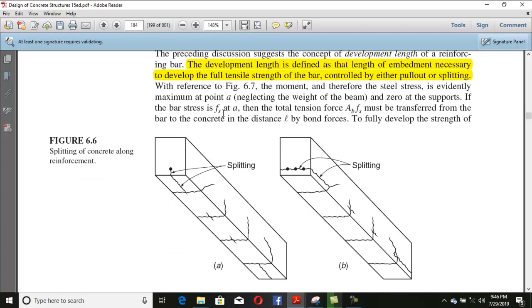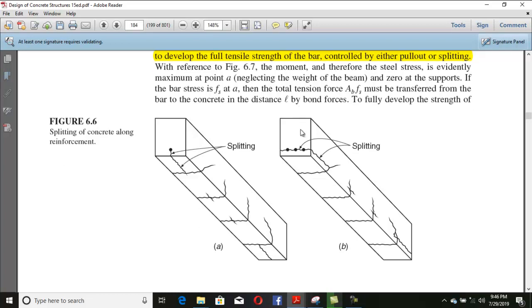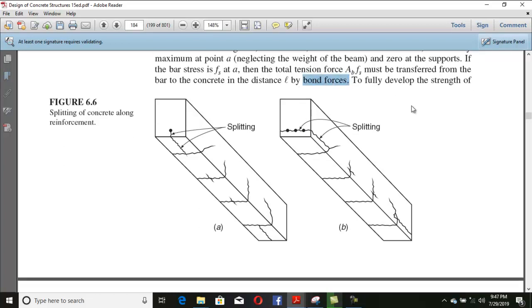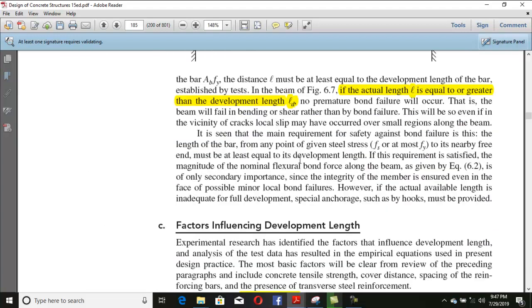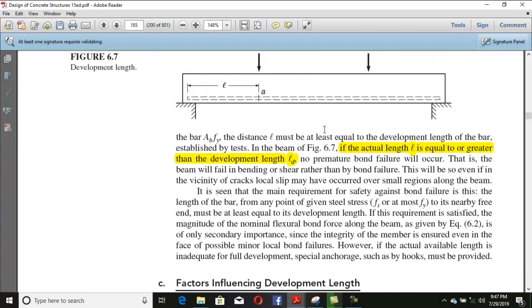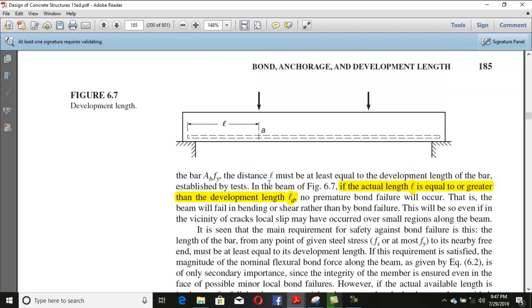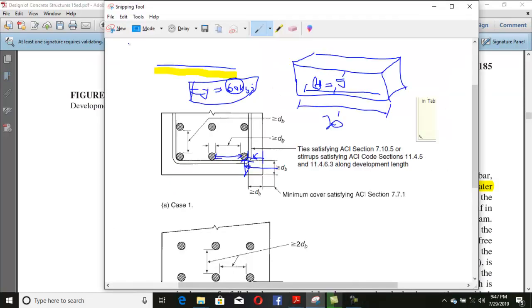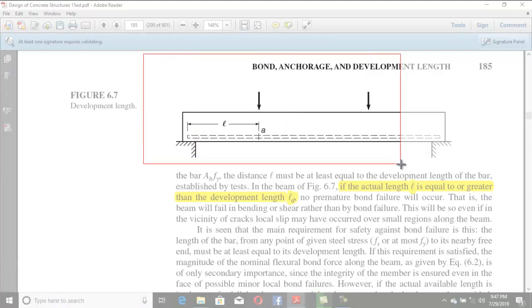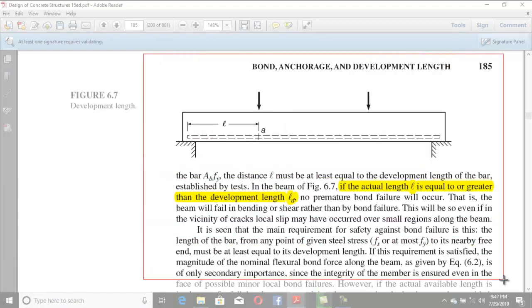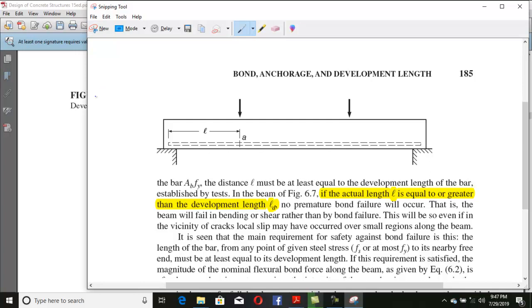If the bar stress is Fs at A, then the total tension force As·Fs must be transferred from the bar to the concrete in the distance L by bond forces, to fully develop the strength of the bar. Let me explain what this paragraph means. This is a kind of example. You have a simply supported beam which is subjected to point loading over here.